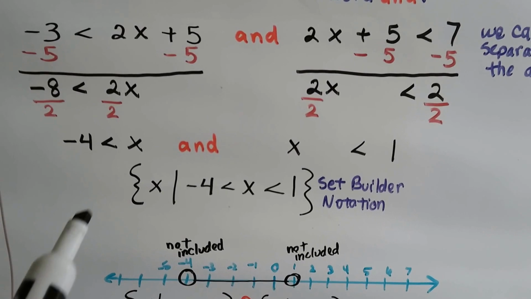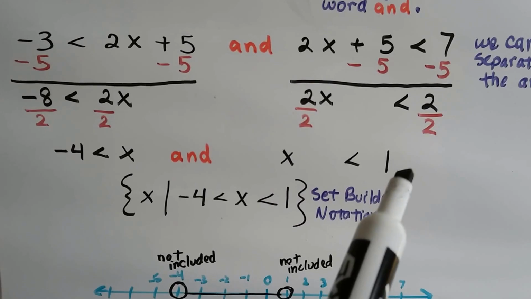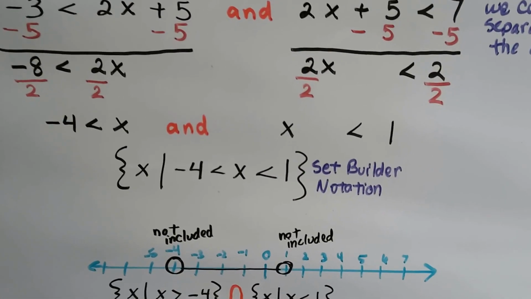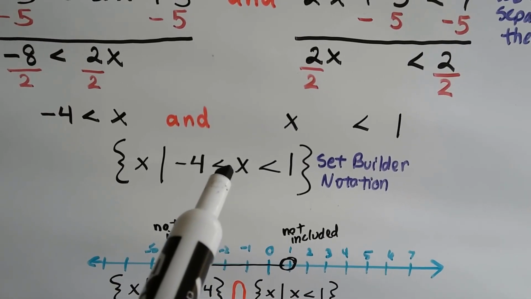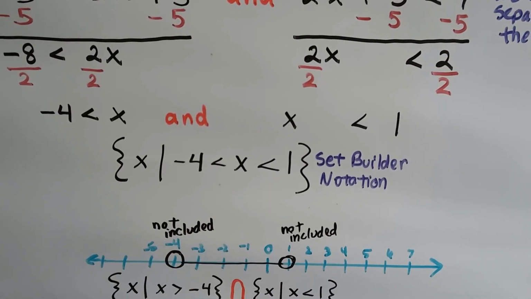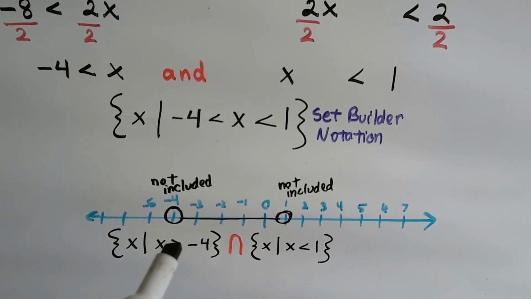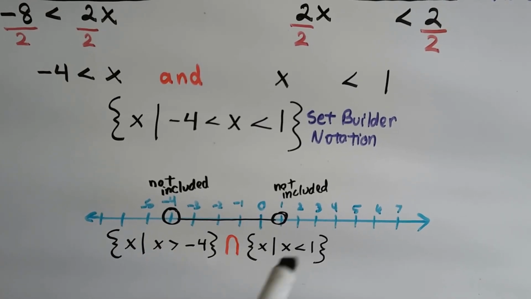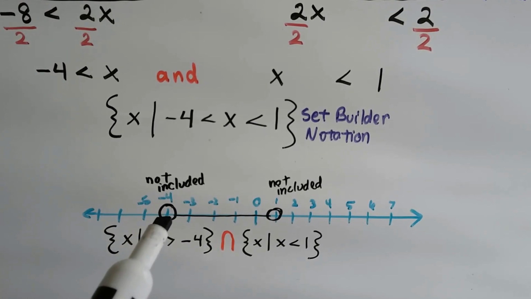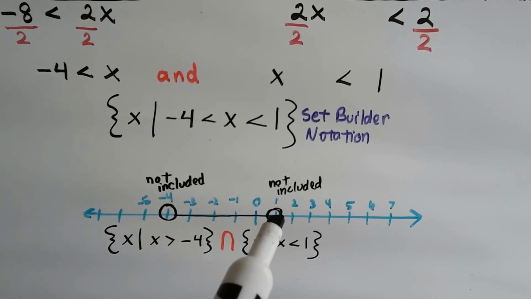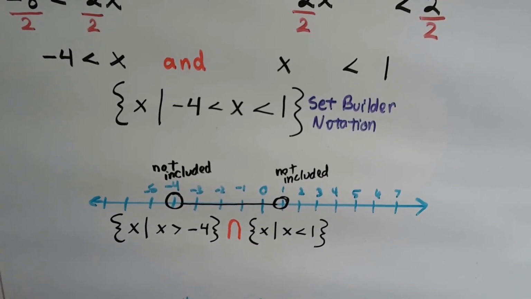We can write this, negative 4 is less than x, and x is less than 1, in set builder notation, abbreviated as the set of all x such that, start in the middle, x is greater than negative 4 and less than 1. If we graphed it, it's an intersection of the two solutions. When it's not abbreviated, we can write it like this, and it just means that negative 4 is not included and 1 is not included, but all the numbers in between are part of the solution set.